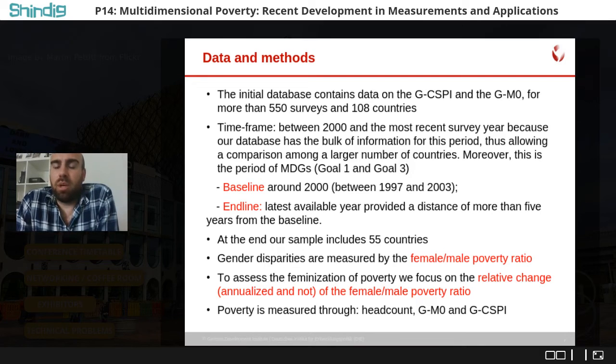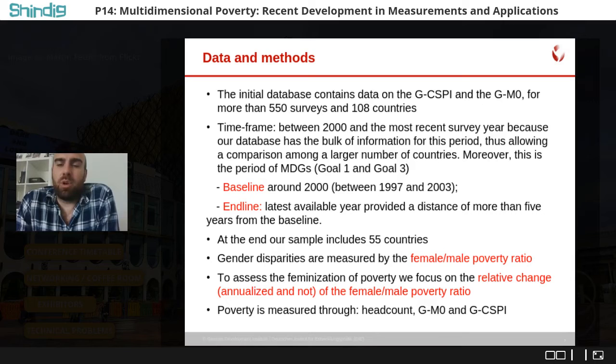But as I said before, we want to have a more dynamic perspective, so we look at the changes between 2000 and the latest survey that we have. We choose, first of all, a baseline, which is around 2000. So we choose countries which have a survey at least between 1997 and 2003. These countries also need an end line, which is another observation at least 5 years of distance from the baseline observation that we previously chose. So these were the 2 requirements from the initial database.